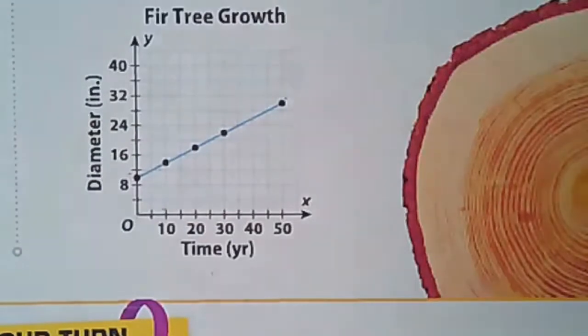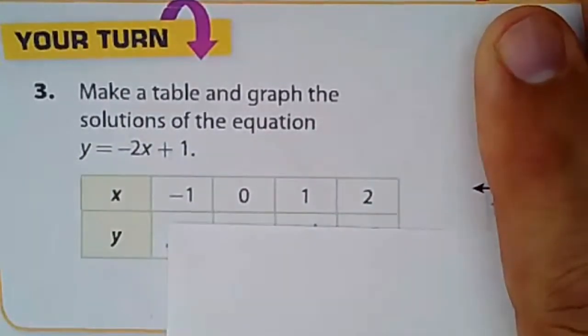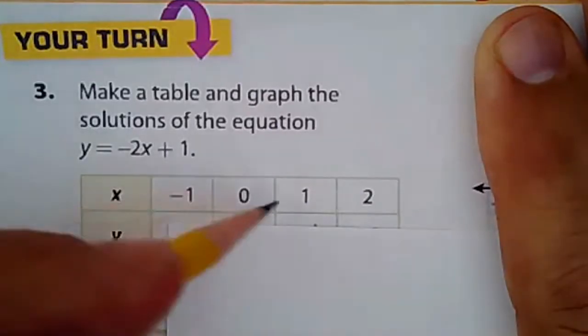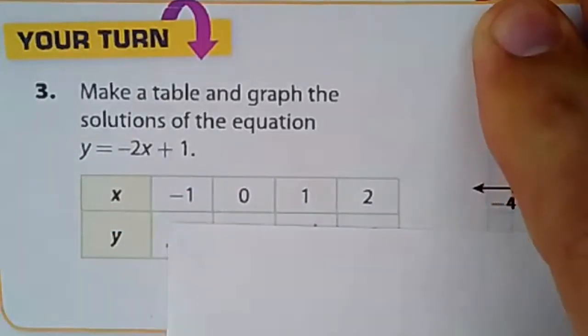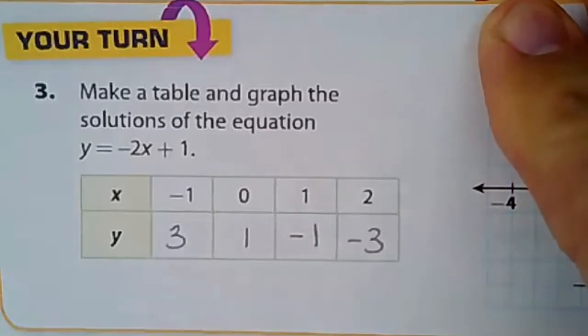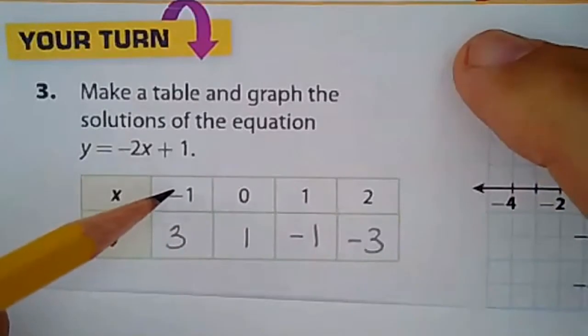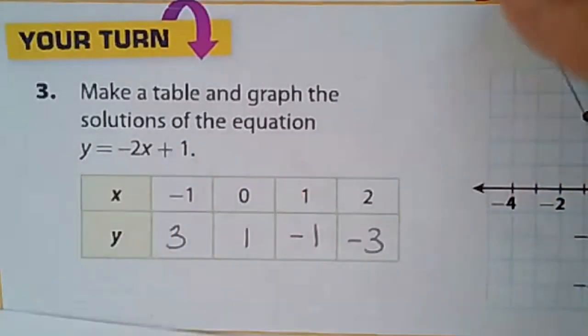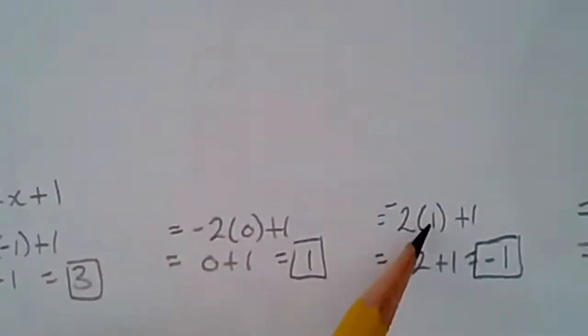Okay, so what we have is this, and I'm going to cover this up. So we have this. I want you to make a table and a graph and graph the solutions of the equation. So there are x values, so find the y values and graph it. Okay, so what we got is this 529. So x is -1, 0, 1, 2. And I have that equation.